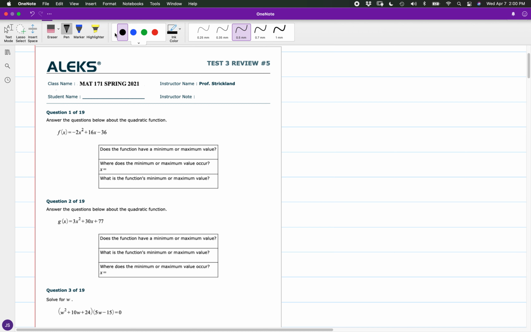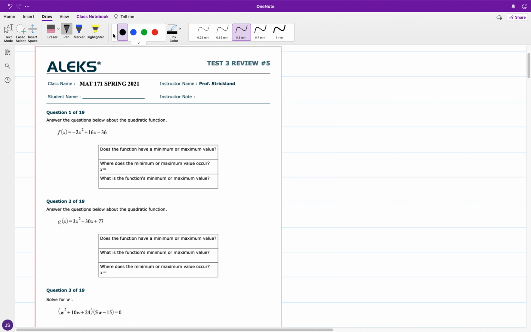All right, good afternoon. Again, just looking into the test 3 review set of items, and we've looked at most of these already, but going back to what we have at the start of chapter 2. For the first question, we have 3 items to deal with, and we have a given function, f of x is equal to negative 2x squared plus 16x minus 36. And the first part is asking, does the function have a minimum or maximum value?